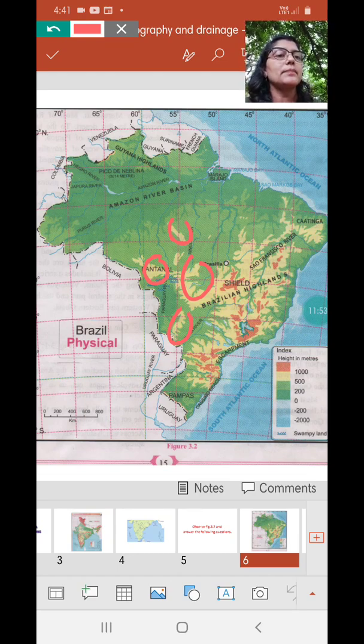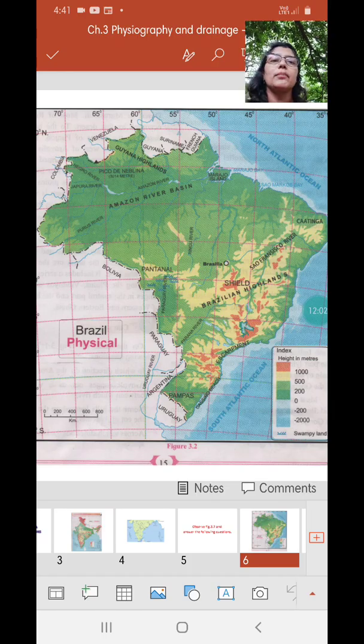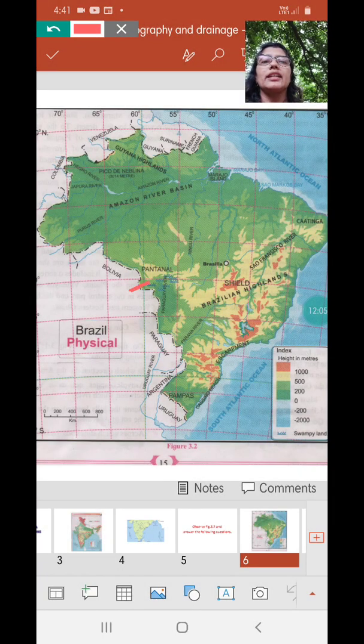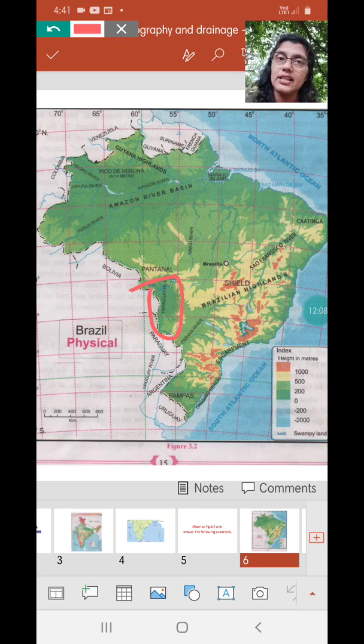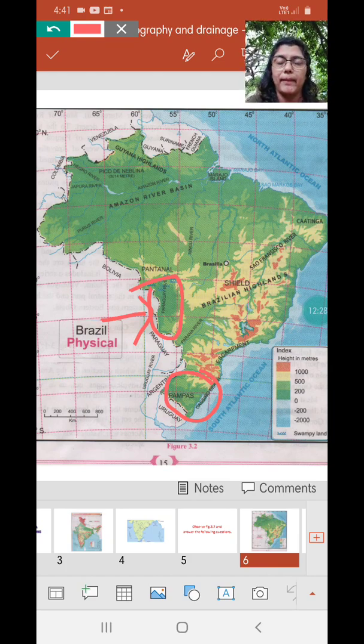The next question is, besides the Amazon river basin, where else do you find regions with an altitude of less than 200? Less than 200 means dark green, and we find them here. These are the Pantanal wetlands formed by the Parana-Paraguay river. As we advance in this chapter you will understand all these rivers, Parana, Paraguay and all that. But this region is a low-lying region. Again, the height of 0 to 200 you find here in the southern part of Brazil, which is called the Pampas. So in the Pantanal wetland and in the Pampas region you find these regions of low altitude, 0 to 200 meters.